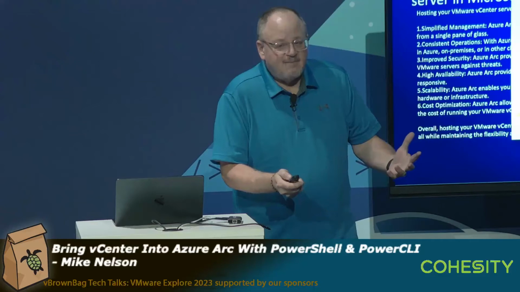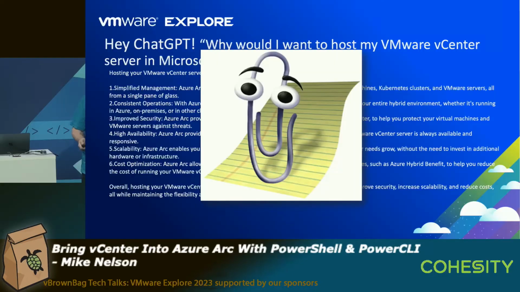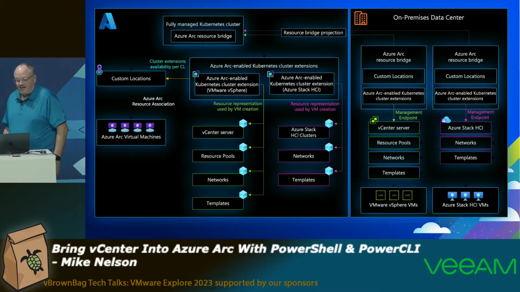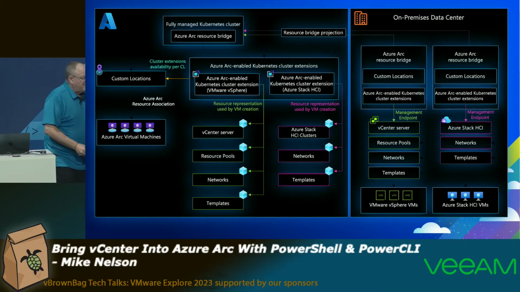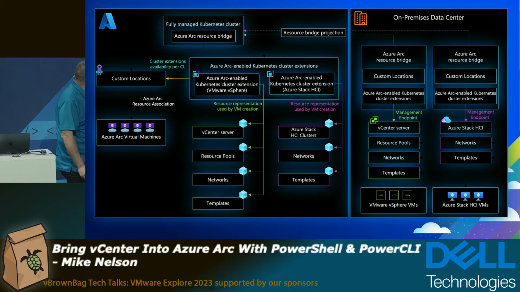talking to the original OG GPT, here we go. So now I got to back up over all this. And pretty much they just came back and said, hey, why would you want to do this? Because we want everything inside of Azure. And VMware and Microsoft are best friends now. So you want to put it up there, right? This is what we're really looking at when you talk about putting vCenter inside of Azure Arc.